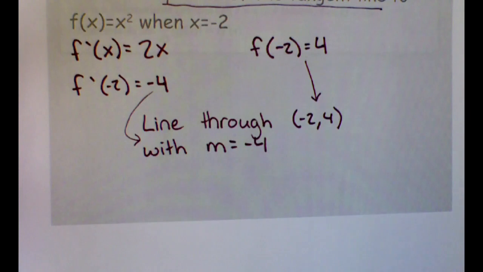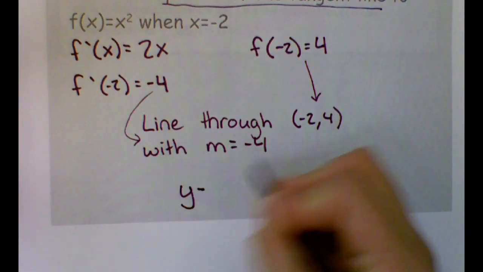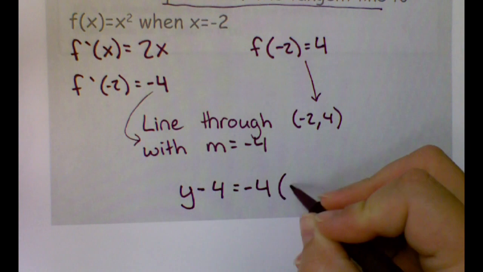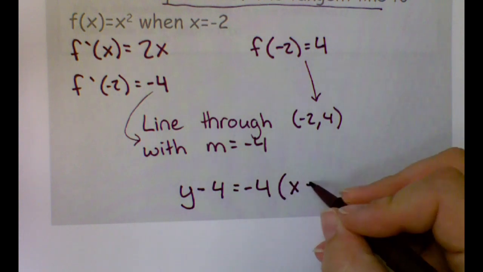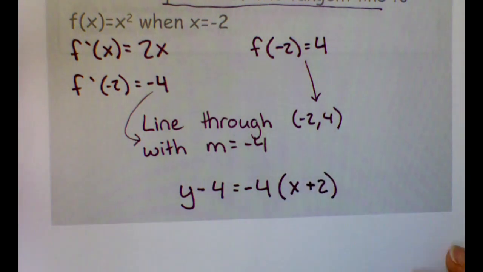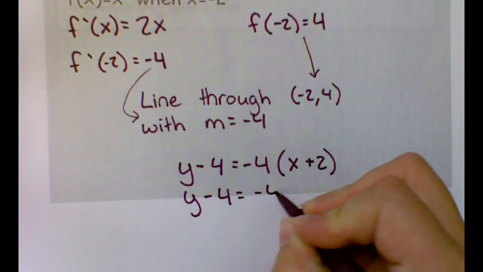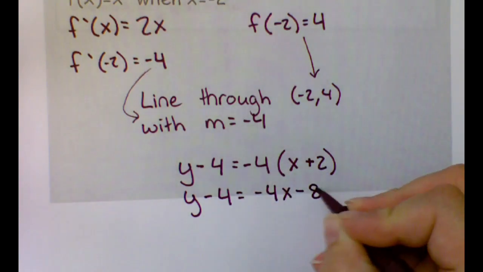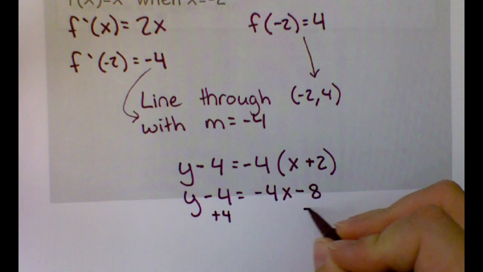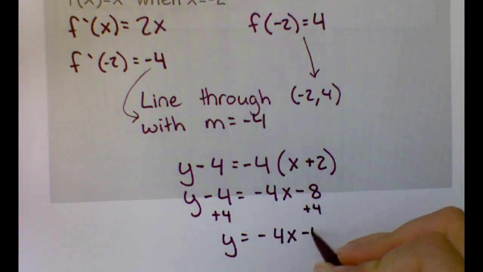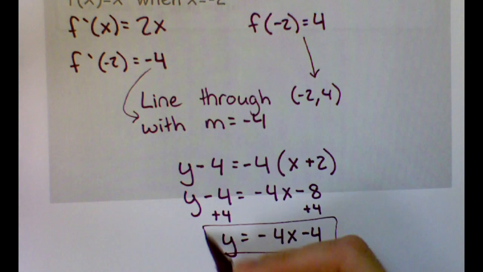So now we go back to point-slope form. y minus y1, which is 4, equals your slope, which is negative 4, times x minus x1, which is negative 2, so plus 2. Distribute my negative 4: y minus 4 equals negative 4x minus 8. Add the 4 over. I get y equals negative 4x minus 4. There's the equation of my tangent line.